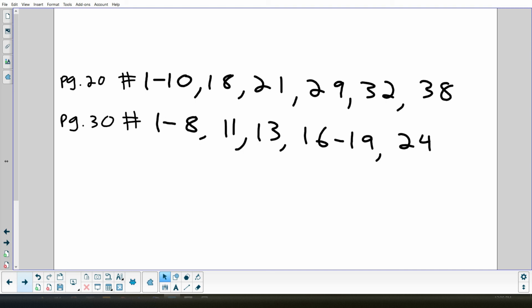Okay, so page 20, 1 through 10, 18, 21, 29, 32, 38, and then page 30, 1 through 8, 11, 13, 16 to 19, and 24. If you need any help with graphing calculator stuff, feel free to send me an email. Like if you watched my video but you couldn't figure it out.